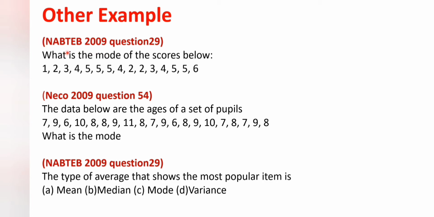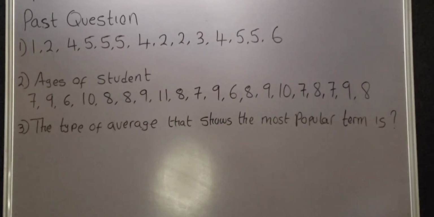As you can see, we have NABTEB 2009 question 29. What is the mode of the scores below? We have NECO 2009 question 54. The data below are the ages of a set of pupils. What is their mode? And also, we have NABTEB 2009 question 29. The type of average that shows the most popular item is. You have to choose. Okay, let's solve. Let's start with question number 1.